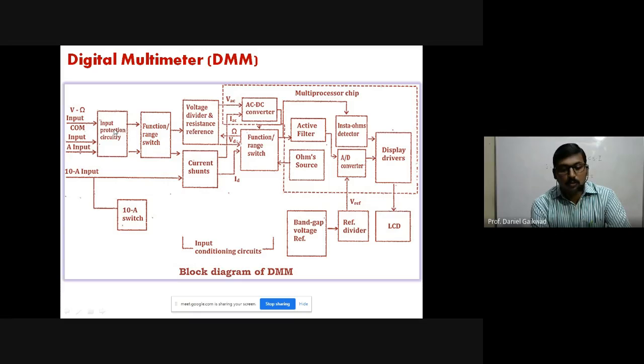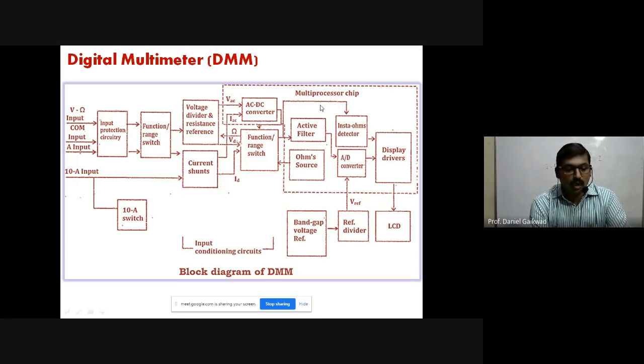Now from the input protection circuit, the signal, whether current, voltage or resistance, goes to the function or range switch. Function means whether we have to measure resistance, voltage or current. That function we have to select, or a range switch. That is a rotating switch on the digital multimeter.